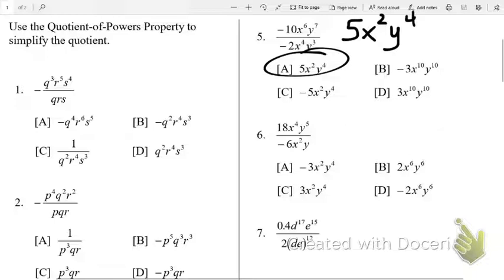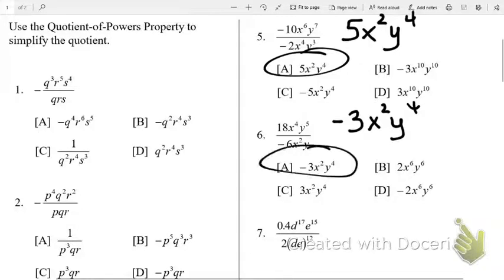And the last one of this kind of set. The 18 over negative 6, 18 divided by negative 6 is negative 3. X subtract the powers is 2. Y subtract the powers is a 4. And that connects to letter A again. So there's 1 through 6, that kind of problem. Then come number 7. I'm not going to roll up my screen yet. Number 7 can be done quite a few ways.